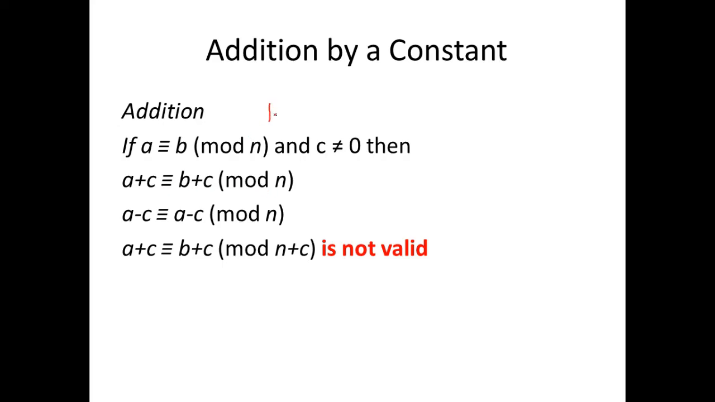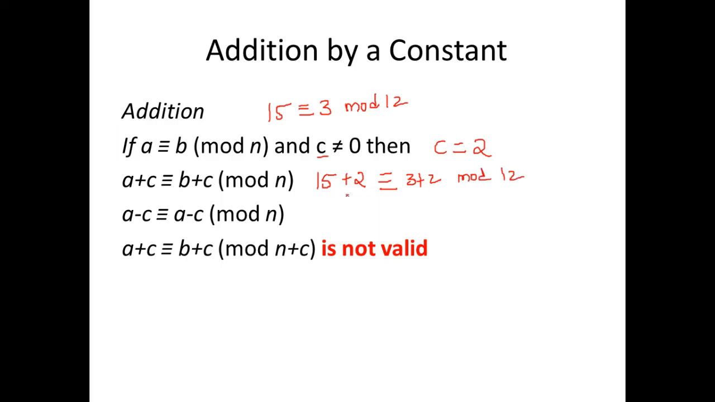So let's take our example. Say 15 is congruent to 3 mod 12. This is what we have found out from our 12-hour clock. Now let us take C to be some integer that is not equal to 0. So if C is 2, this is also true. 15 plus 2 is congruent to 3 plus 2 mod 12.